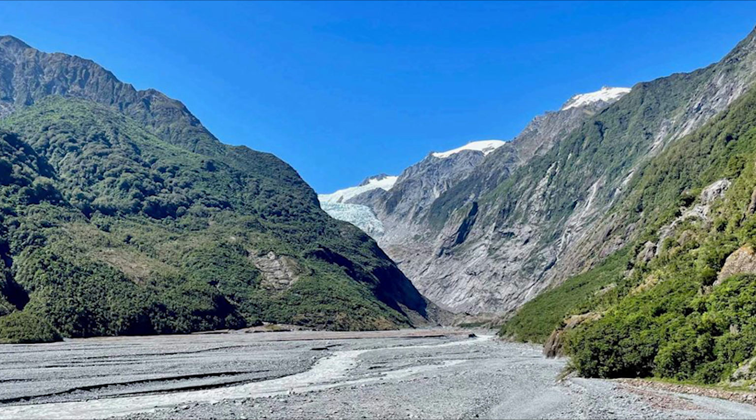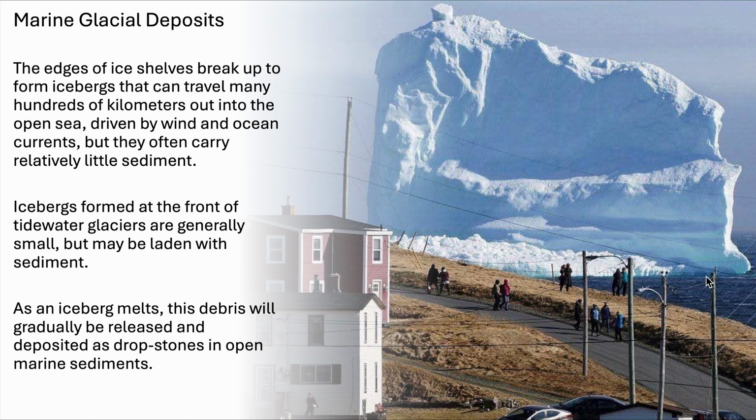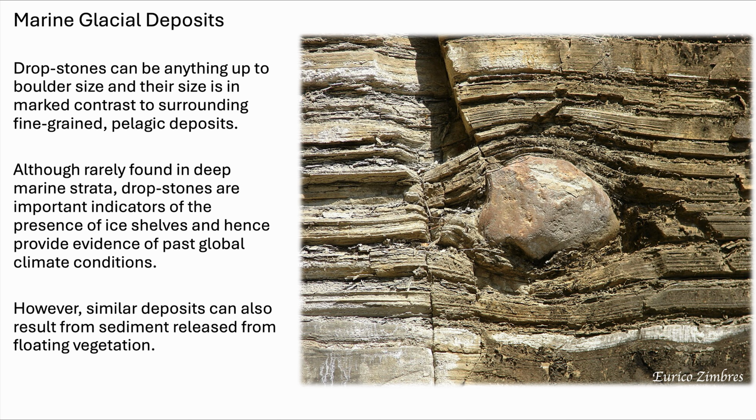Now, as icebergs melt, the debris is going to be released from their base and deposited as dropstones in open marine settings if the clast is large enough. So here we have just such a clast. This is dropped into fine-grained laminated sediment in Namibia. So these dropstones can be up to a boulder in size, and they're going to look very different from the material that they drop into. So importantly, these provide us with significant evidence for past glacial episodes.